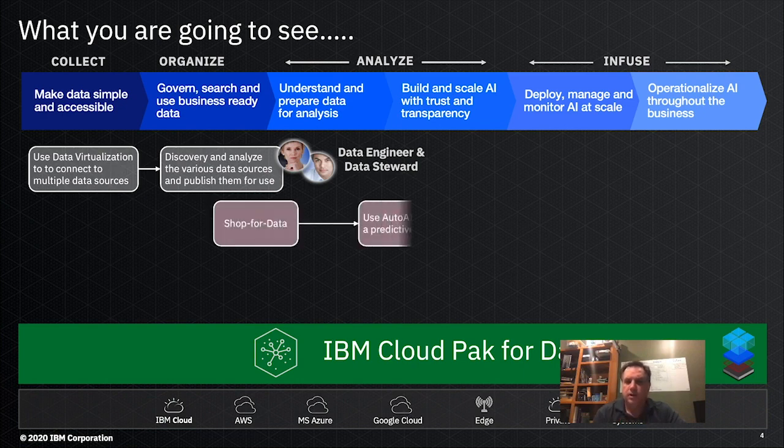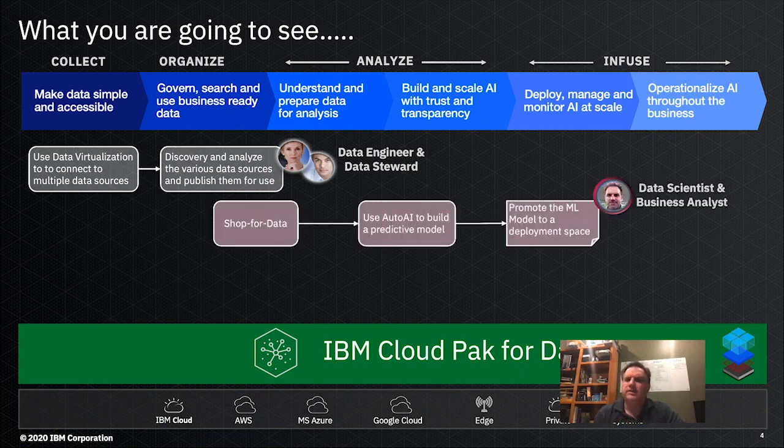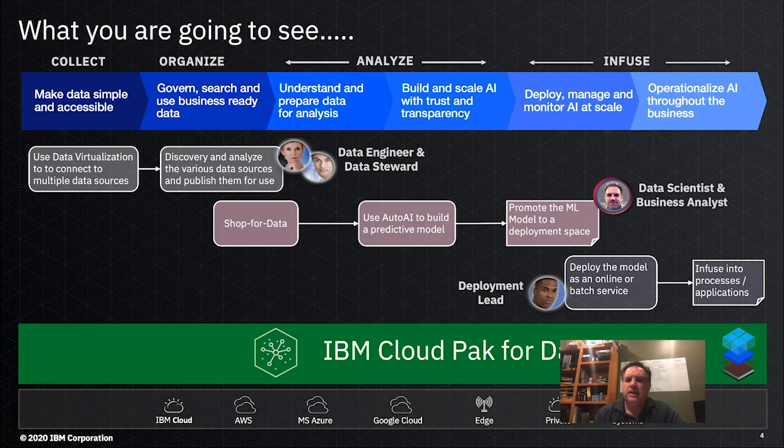The second swim lane we're going to go through is kind of take on the role of a data scientist or a business analyst. We're going to shop for data. We're going to use Auto AI, which is a new function within Cloud Pak for Data in the last couple of releases, to build a predictive model. Then we're going to quickly promote that model out to a deployment space, which is a unique production-ready place for deployment of models. And then we're going to go ahead and show how we can then take that model and actually deploy it as an online or batch service, and then show how it would be infused into applications.